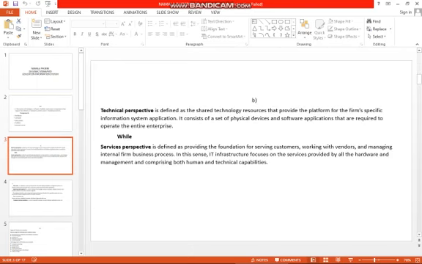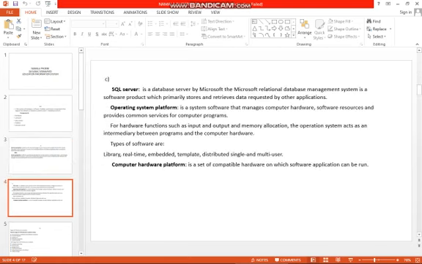Slide 3, we have part B, saying define both the technology and the service perspective in IT infrastructure. The definition is shared technology resources that provide the platform for the firm's specific information system applications. It consists of a set of physical devices and software applications that are required to operate the entire enterprise. While the service perspective is defined as providing the foundation for serving customers, working with vendors, and managing internal firm business processes and many others.